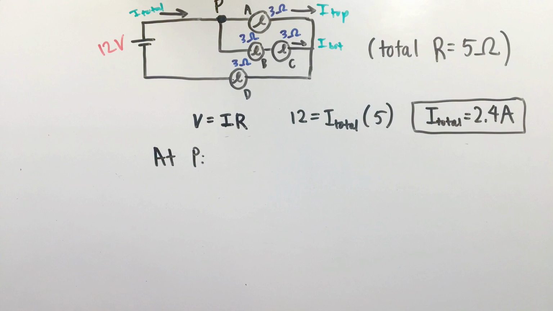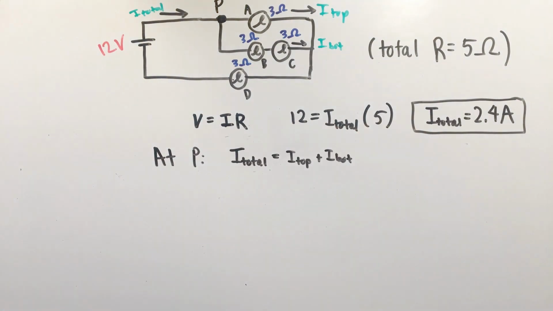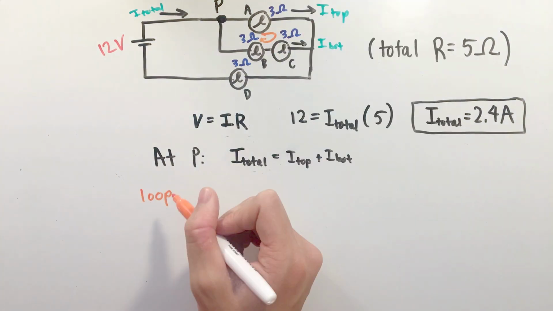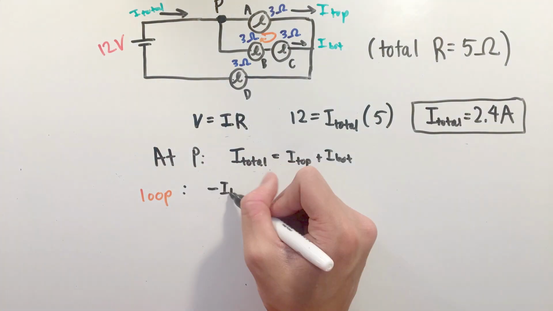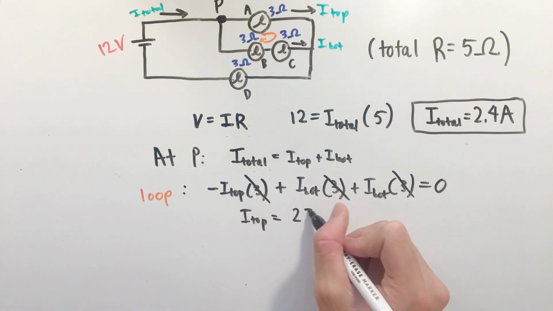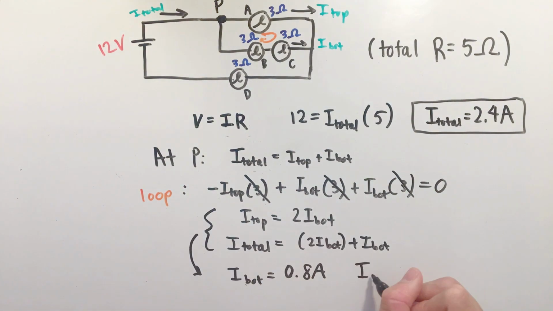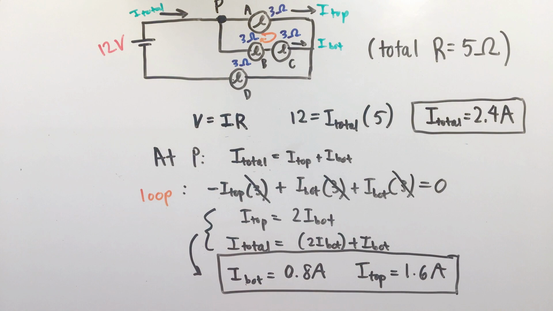While there's many different ways to solve this, let's first look at this junction P. We know that 2.4 amps of current are entering from the left, which means that the sum of our top and bottom currents must equal 2.4 amps as well, according to Kirchoff's junction rule. In addition, taking a loop that traces clockwise around these top and bottom branches, we can use Kirchoff's loop rule to find another equation relating the top and bottom currents. Solving this system of equations, the currents for our top and bottom branches are not too hard to find.